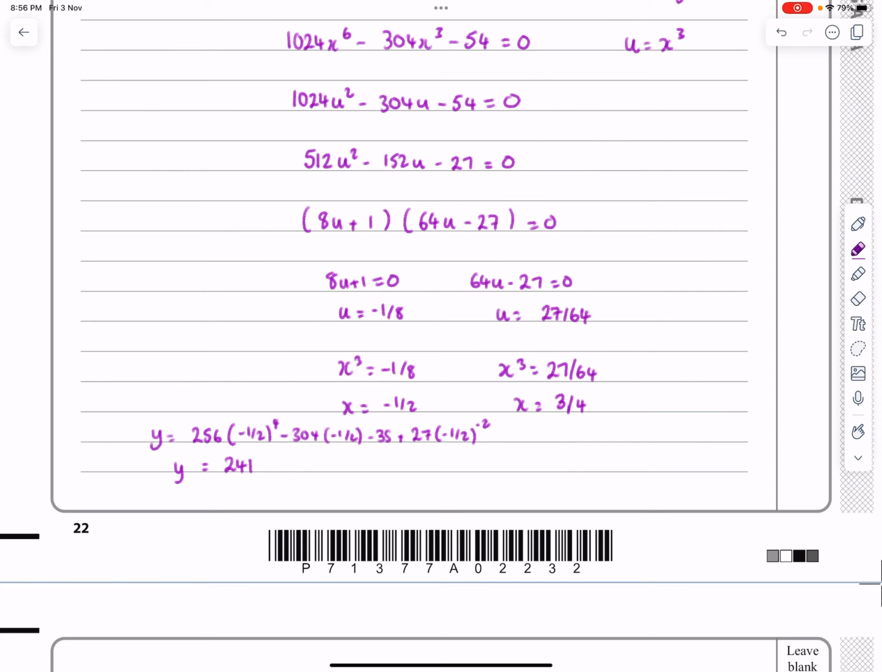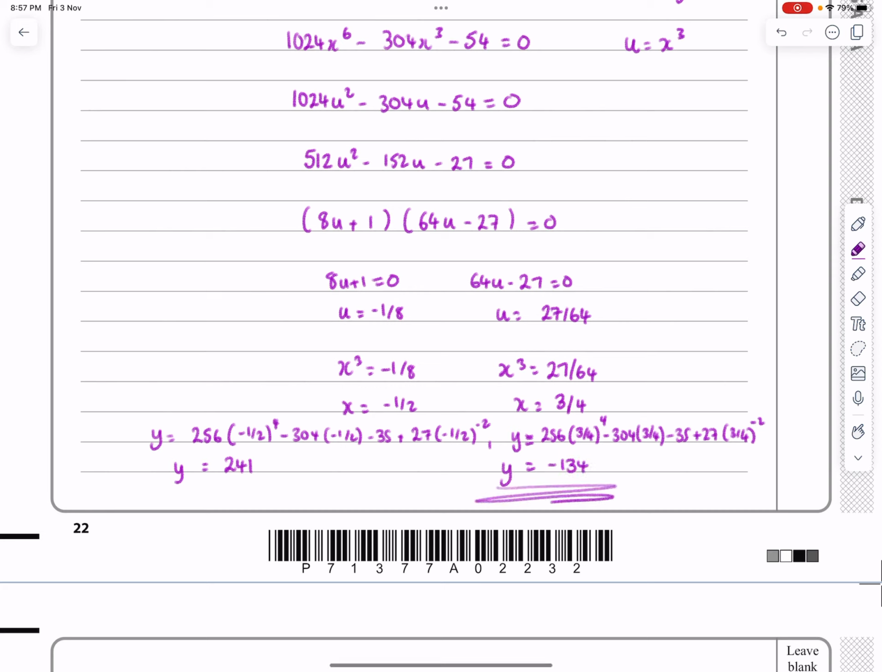If you do the same thing with the 3/4, y is equal to 256 times 3/4 to the power 4 minus 304 times 3/4 minus 35 plus 27 times 3/4 to the minus 2. Just be careful plugging all these values in, but then y works out to be equal to minus 134.